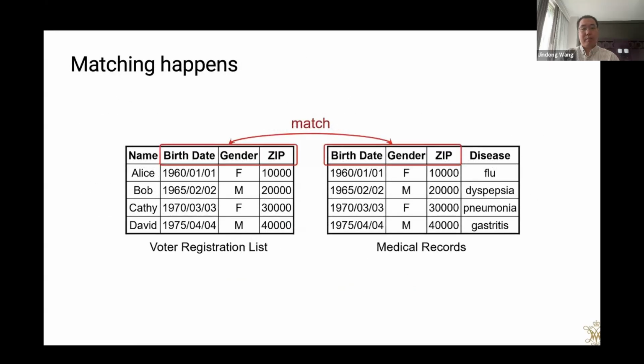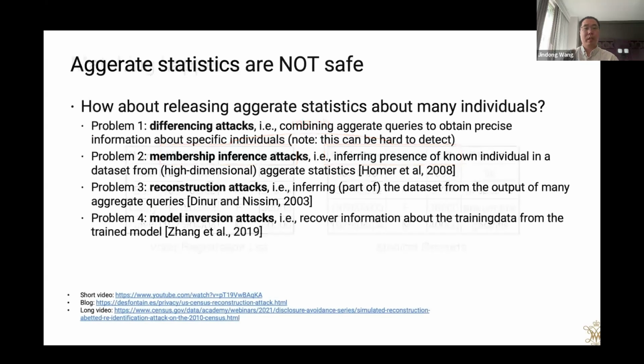So this is how the matching happens, right? The voter registration list has birth date, gender, and zip code, these three terms. If you learn some basics of SQL, you know how to write a select of birth date, gender, zip code from this table and join by birth date, gender, and zip code, so that you immediately have the full table by joining these two tables. This is how you do a linkage attack, basically through the SQL language.